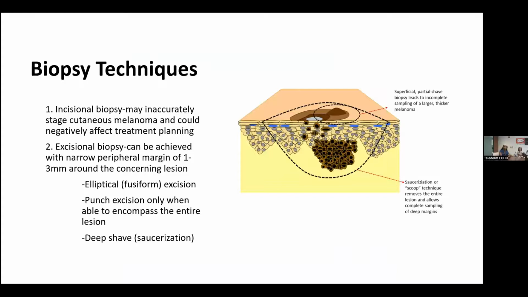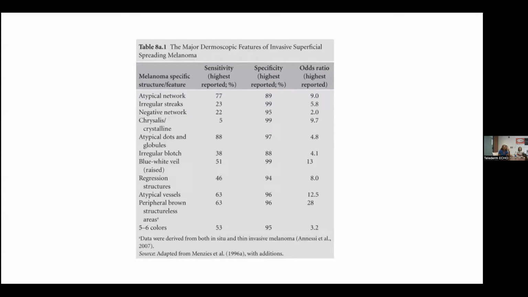Thank you. So as Dr. Rabinowitz taught us, there are many melanoma-specific structures. So you can see them listed here: atypical networking, irregular streaks, negative network, chrysalis, crystalline structures or white shiny structures, atypical dots and globules, irregular blotch, you could see blue-white veil, regression structures, atypical blotches, peripheral brown structureless areas, and variegation of colors.